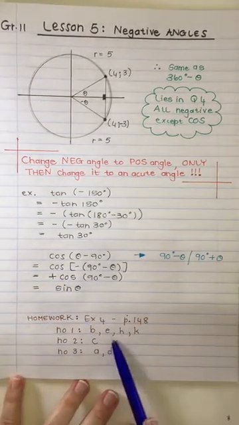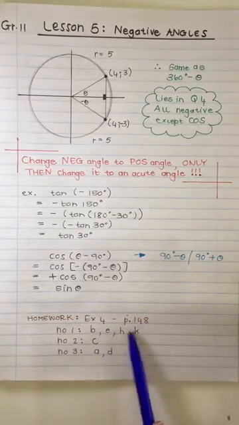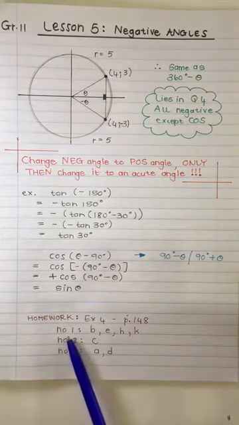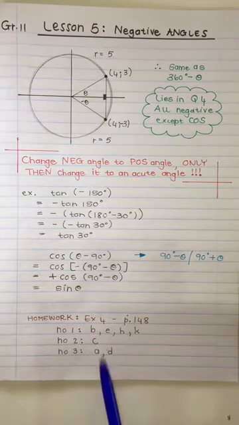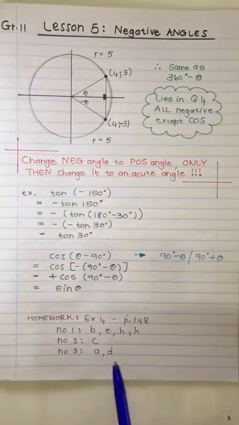Now, here's your homework. Exercise 4 on page 148. Number 1, please do B, E, H and K. Number 2, only C. And number 3, A and D.